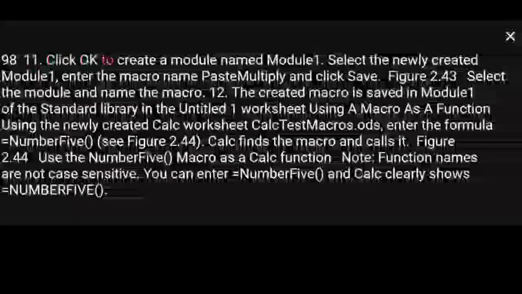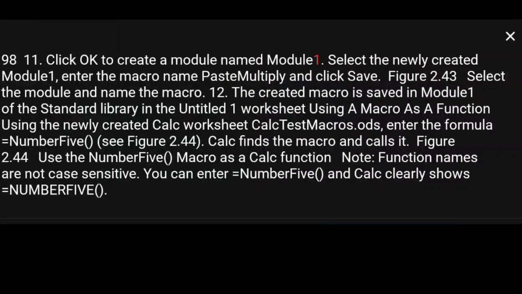9.8.11. Click OK to create a module named Module1. Select the newly created Module1, enter the macro name PasteMultiply and click Save. Figure 2.43: Select the module and name the macro. 12. The created macro is saved in Module1 of the Standard library in the Untitled 1 worksheet.